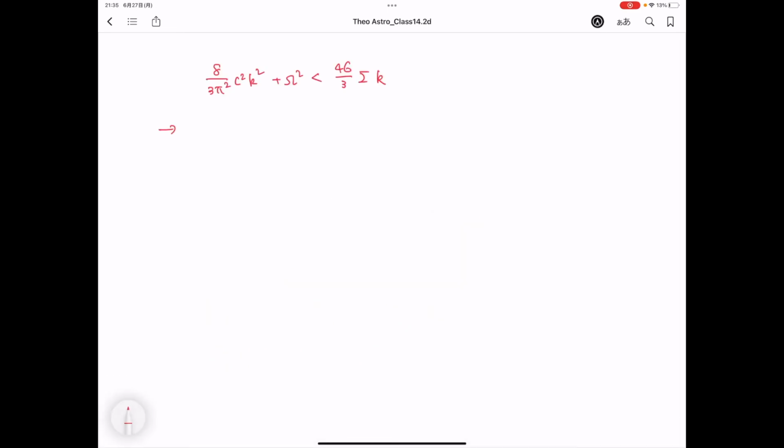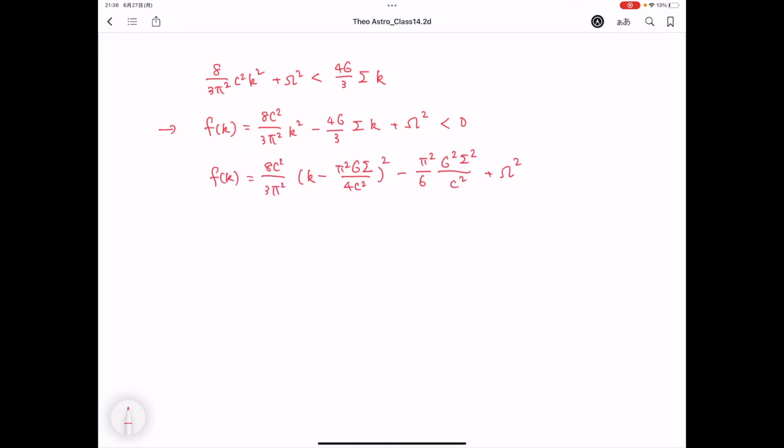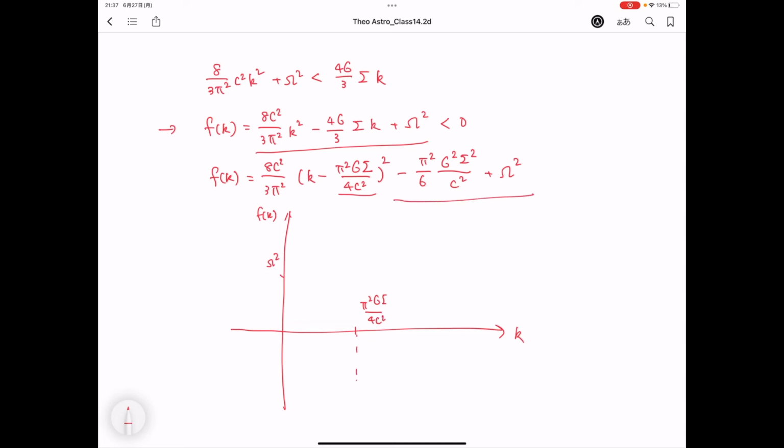The condition can be converted. If we define a function of k, f(k) is 8c squared over 3π squared times k squared, minus 4G over 3 Σ k, plus Ω squared, which must be less than 0. Then we'd like to draw f(k). The horizontal axis is k, and the vertical axis is f(k). If you substitute k equals 0, you get Ω squared. The axis crossing is given by this number, π squared G Σ over 4c squared. The minimum value is given by this equation.